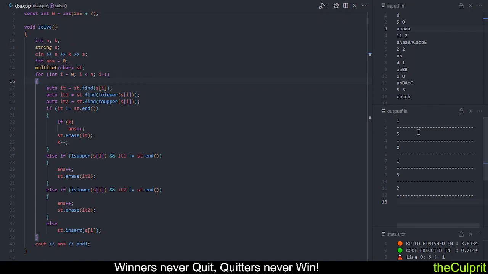And why is it so? Let us try to find it out. I've inputted everything and the answer is 0. This set has been declared. I start with the first character and I try to find it. There is no occurrence of it yet. Then it will give st.end.